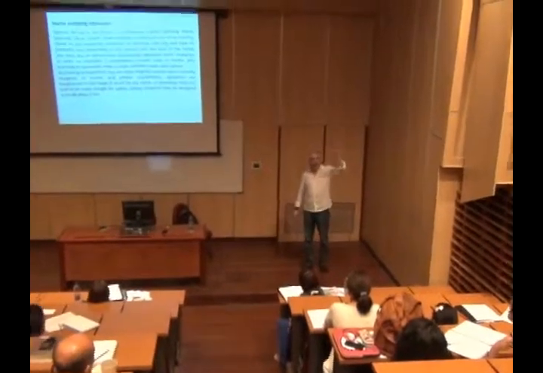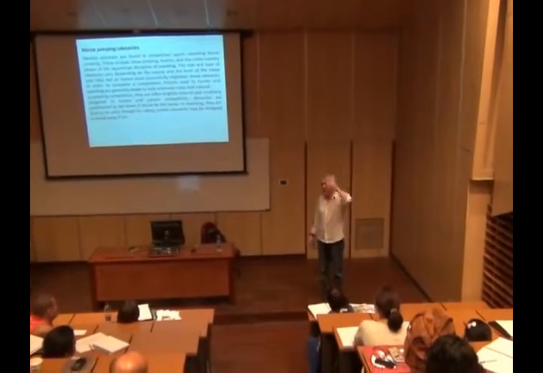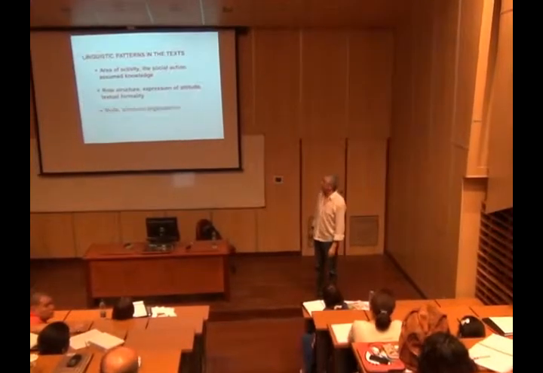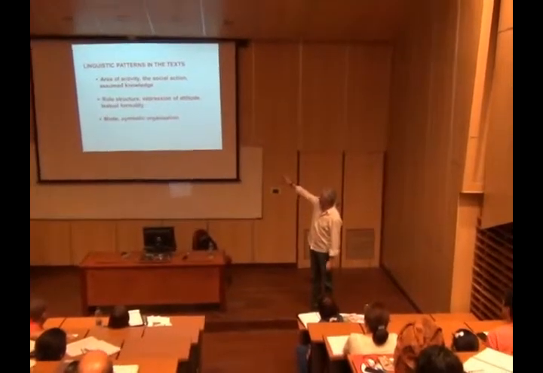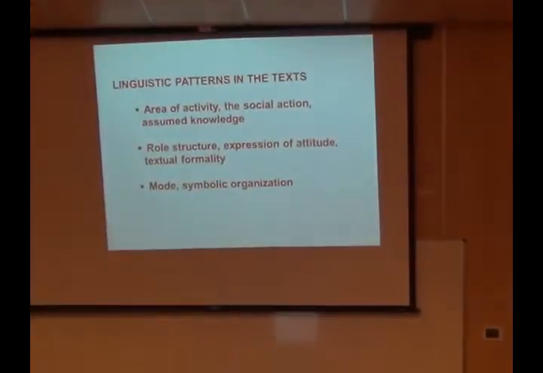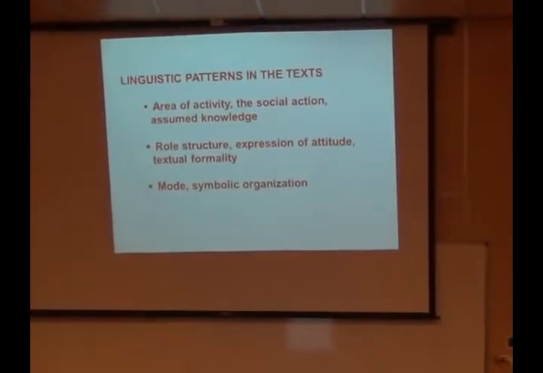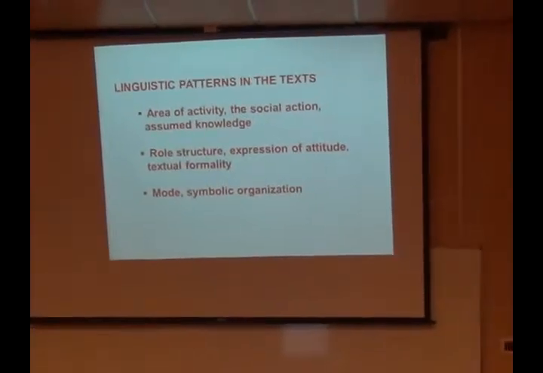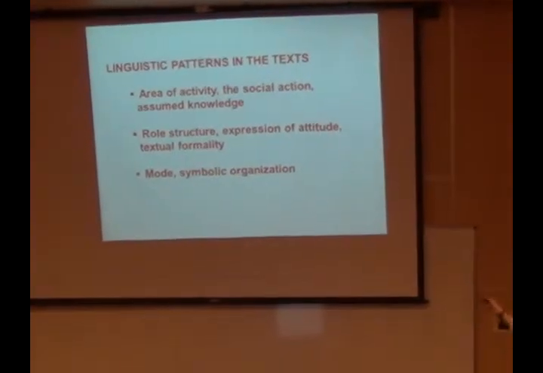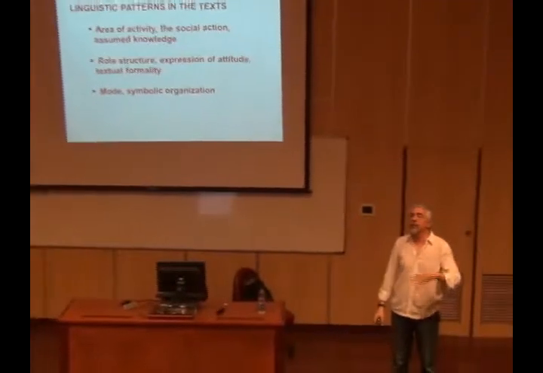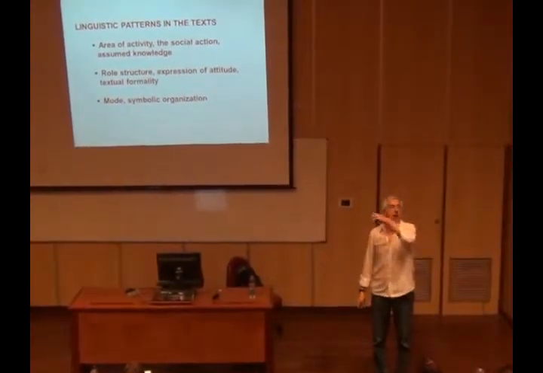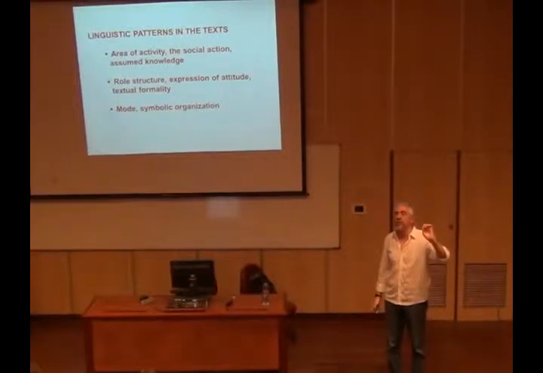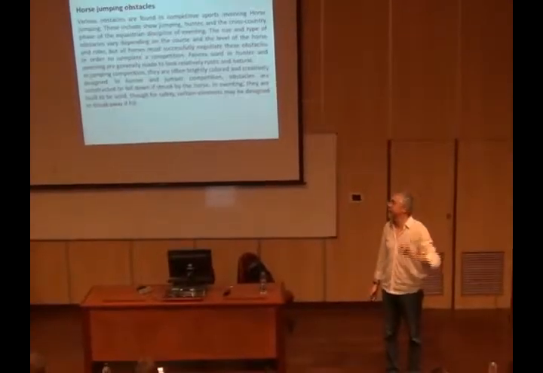For each of these texts, we could perform a small exercise. I won't be performing it because we don't have the time. But to help, you could consider the area of activity, the social action, the assumed knowledge for each one of these texts. You could also think about the role structure, the expression of attitude, the textual formality, and you could also think about mode, symbolic organization. What you're doing if you do this is a register analysis, let us say. You're saying something about the context or situation of these texts. But notice that you will be saying something about the context of situation of the text only from the text. Okay?